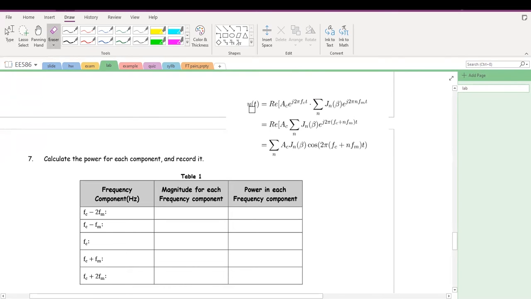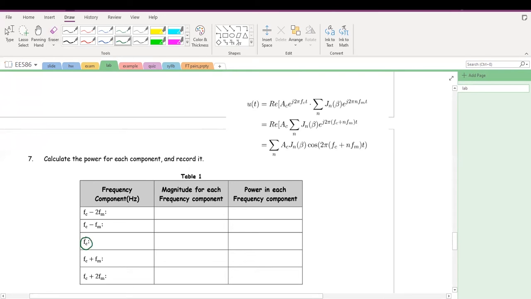We know the angle modulated signal, where the message is a cosine signal. The modulated signal contains frequency components at Fc, Fc plus Fm, and Fc minus Fm. The magnitude is Ac multiplied by J and beta. In this lab, we're going to measure the magnitude of the frequency components in the modulated signal.